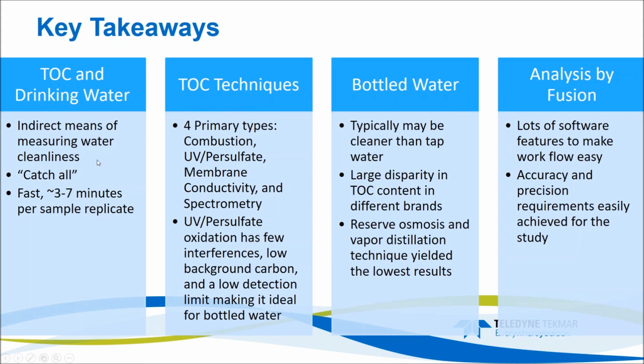And then the different TOC techniques, if you remember, I compared the different ones. There are 4 primary types: combustion, UV persulfate, membrane conductivity, and spectrometry. UV persulfate was chosen for this application because it had the fewest interferences. In fact, all the interferences that you would have to worry about have scrubbers. You don't really have to worry too much about it. There's also a lower amount of background carbon than with the catalyst, the combustion type oxidation. And it has a very low detection limit, making it ideal for bottled water since it ended up being cleaner than tap water.